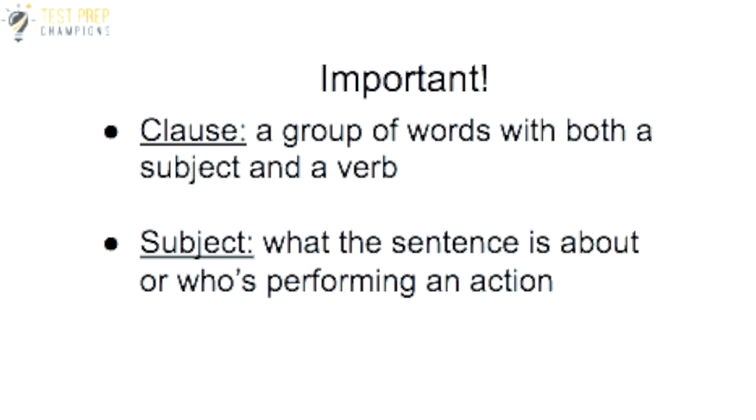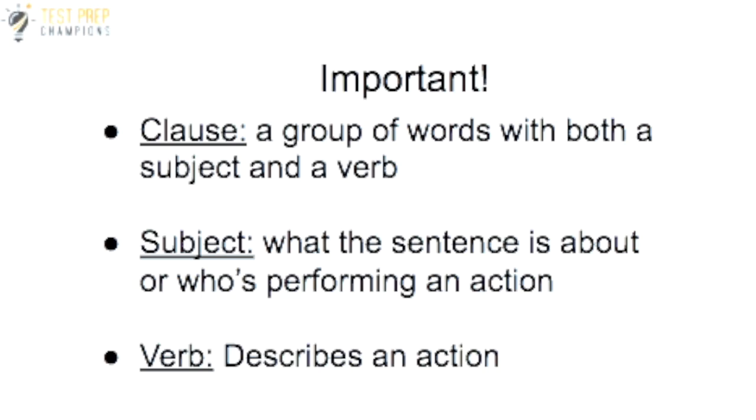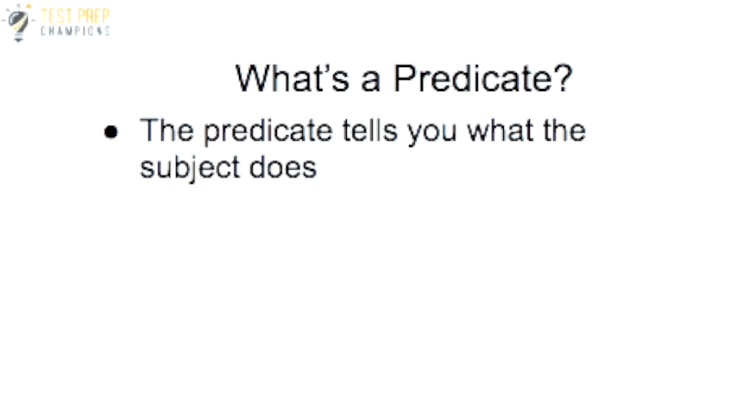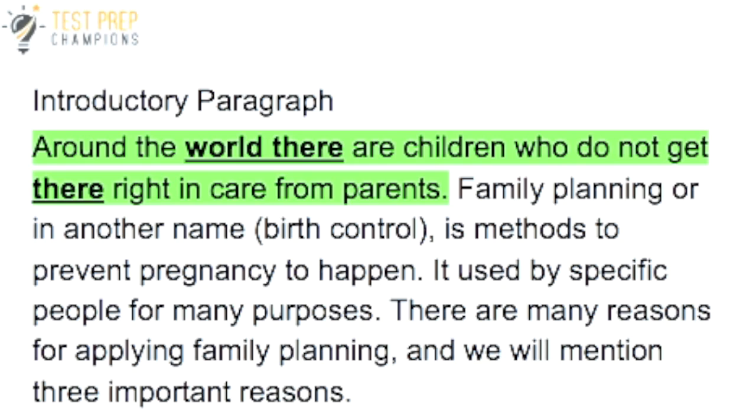And the subject is what the sentence is about or who's performing that action. We also need to talk about a verb, and a verb, put very simply, is just a word that describes an action. The last thing we want to mention here is the concept of the predicate. The predicate just tells you what the subject does. So the point here is that we need to follow that first comma rule.